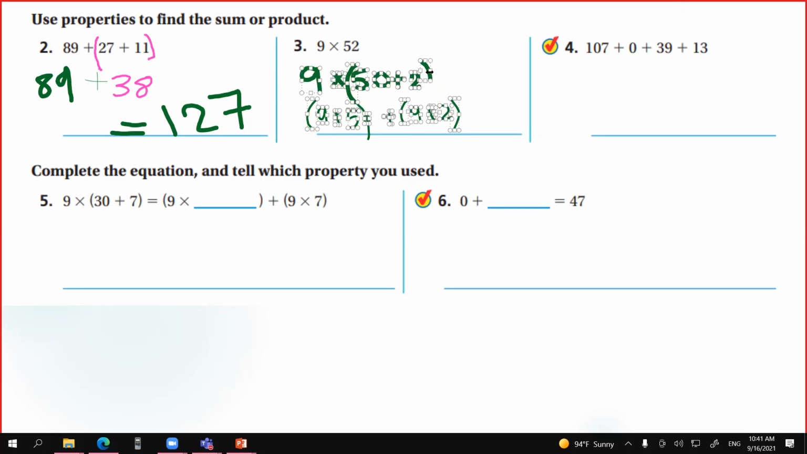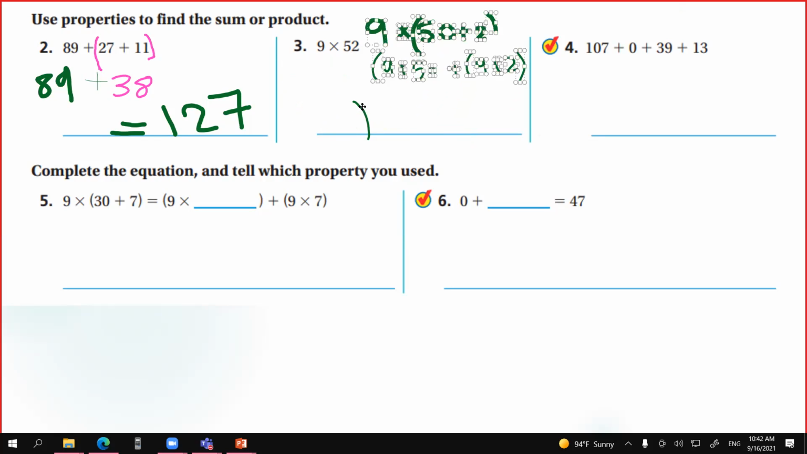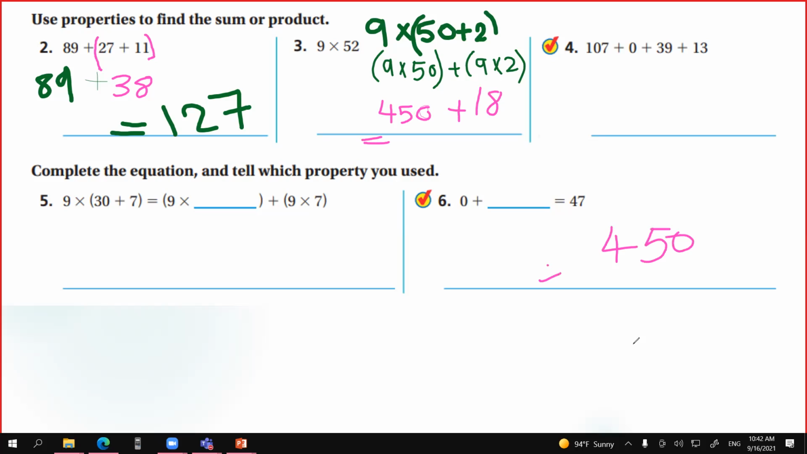Here, 9 times 50: 9 times 0, 0, and 9 times 5, 45, bravo. So 9 times 50, the product is 450, plus 9 times 2, 18, bravo. Then I have to add them together. 450 plus 18. 8, 5 plus 1, 6, and 4. So the answer here is 468. Yes. Is it clear?